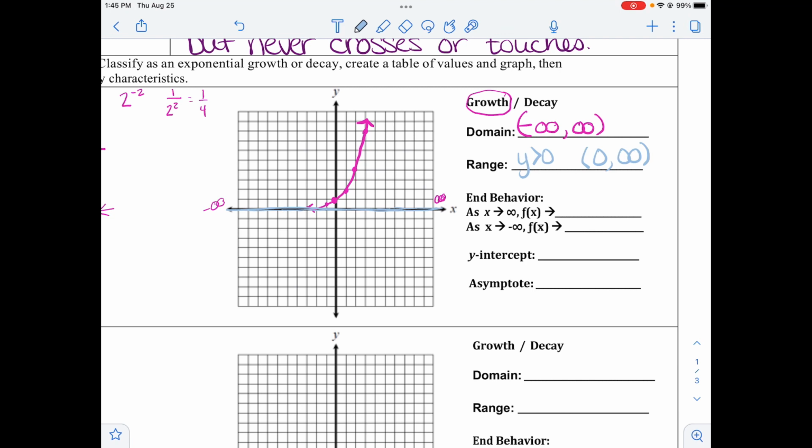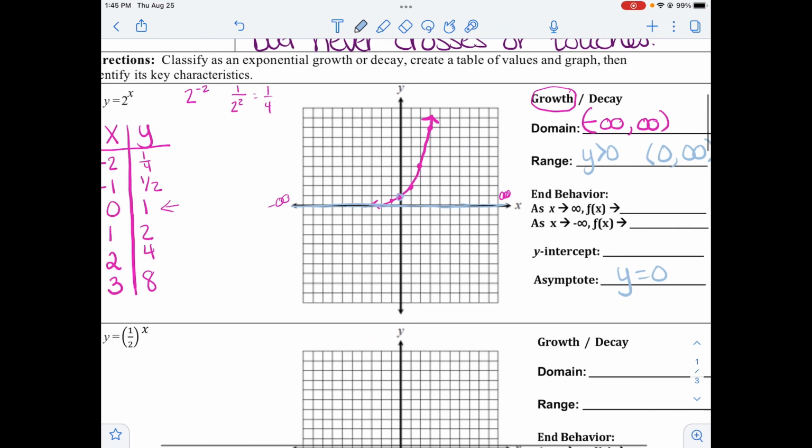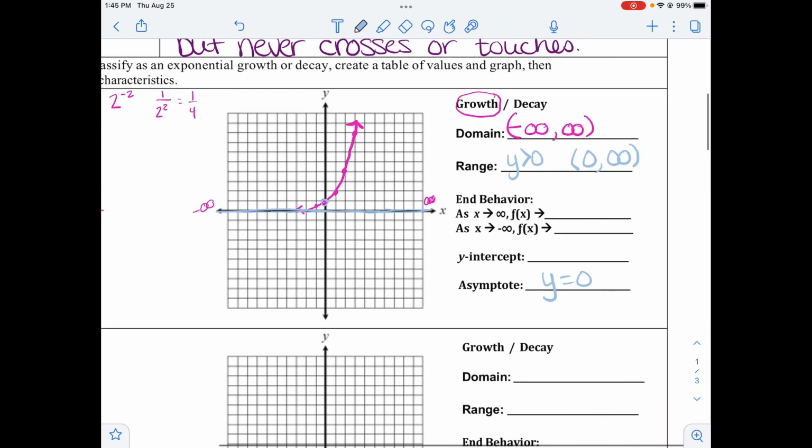Now, let's go ahead and fill in some other things that we know. We know our asymptote already. We know it's at 0. And so we write that as an equation, y equals 0. And our y-intercept is very easy to spot there. We also can spot it in our table. That is anytime x is 0. So we have 0, 1, and that is a coordinate. Now let's talk about end behavior.